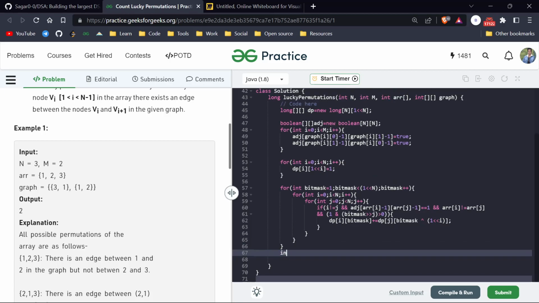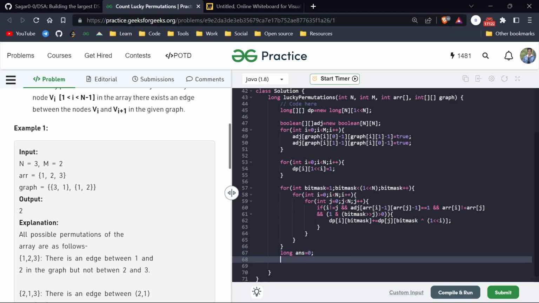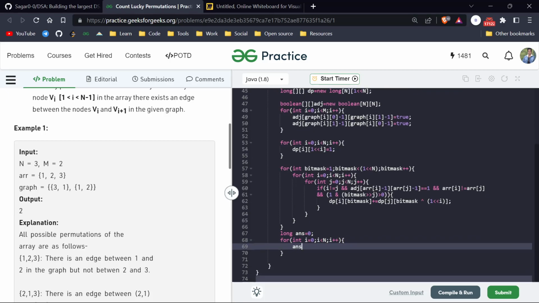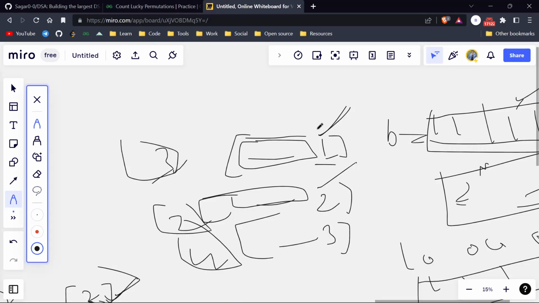now, we will just create our answer, a long answer, starting from 0. We have to just check for our last row in our DP array. So first of all, we will check for all the i, answer plus equal to DP of all the i values. First we will check for all the numbers that are ending with 1, and that contains all the permutations.